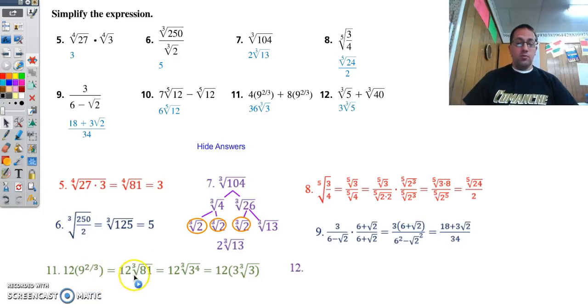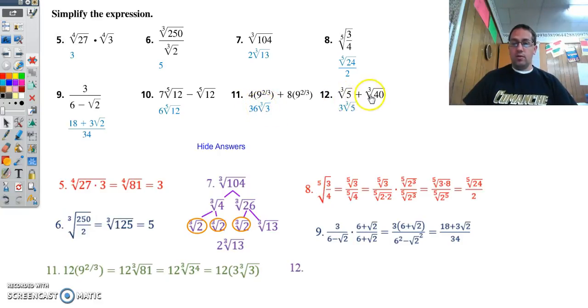This is the cube root of 9 squared. 9 squared is 81, and then I look at this and say, well, 81 is 3 to the 4th. I'm taking the cube root of 3 to the 4th, and what happens there is 3 of those 3's can come out because it's the cube root, and I've got 3 of them in there. So this is 3 times the cube root of 3, times 12. You still have a 12 in front. So 12 times 3 is 36 cube roots of 3. So that's where we come up with that.